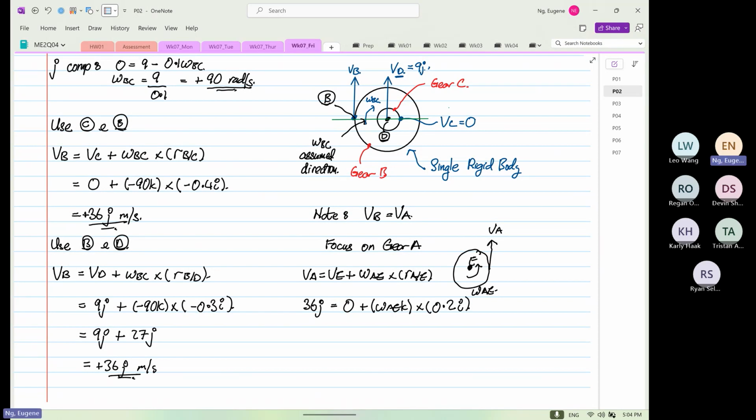So this will be equal to 36J, and this is equal to K cross I is positive, 0.2 omega AE J. So omega AE is equal to 36 divided by 0.2, which is equal to 180. Positive means the direction is correct. Radians per second. Are we clear?